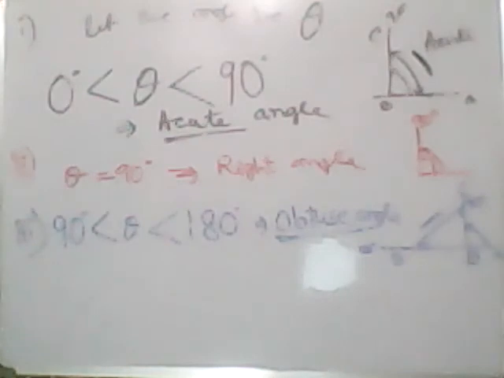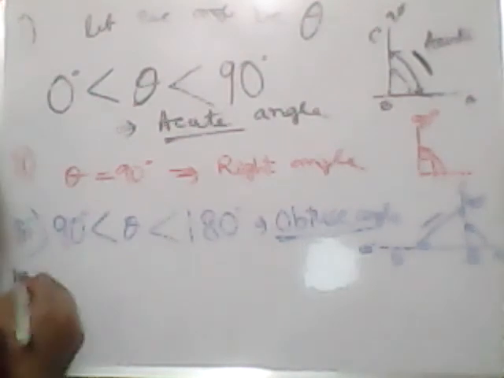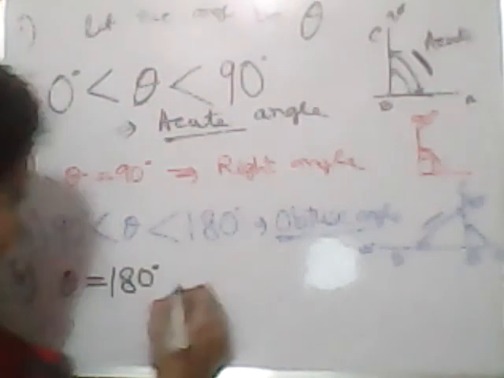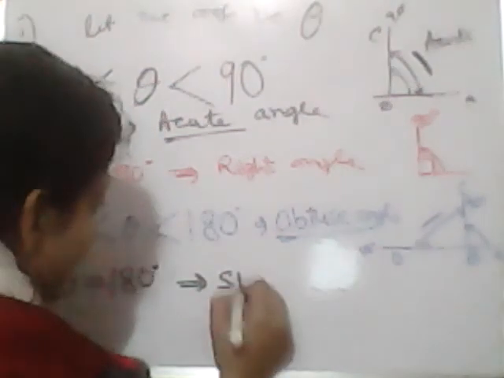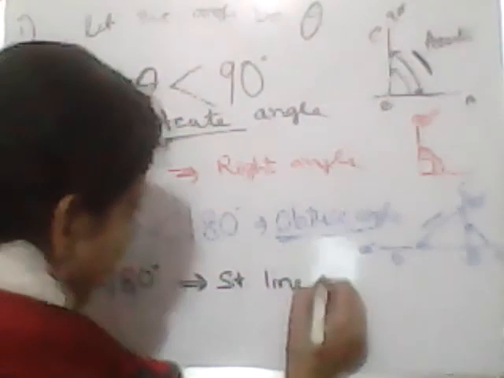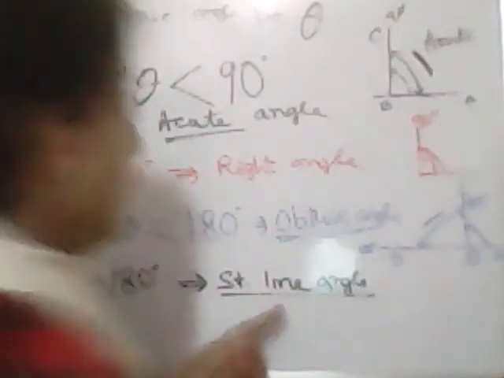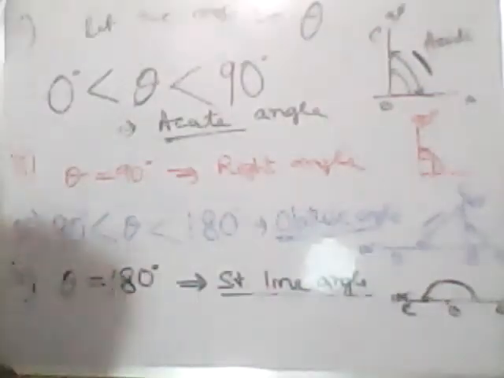And whenever theta is perfectly equal to 180 degrees, then it's called a straight angle. I already said it. It looks like this. This is point B, this is C, this is A, full up to this. And this is 180 degrees, called a straight angle.